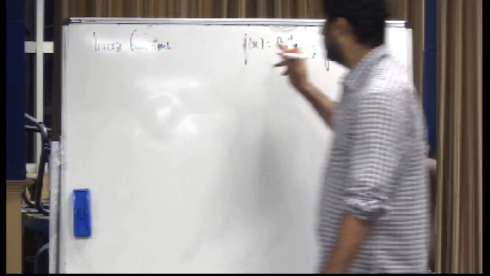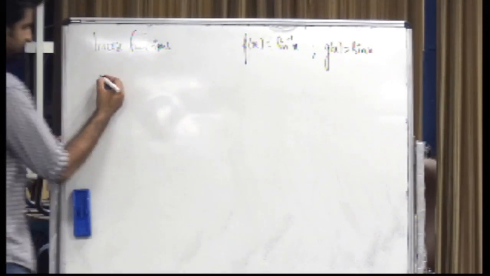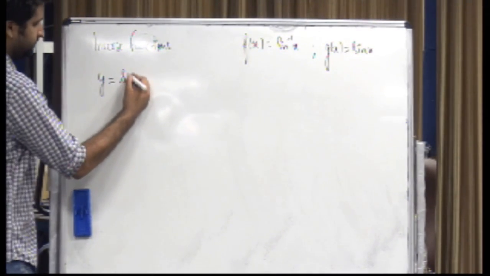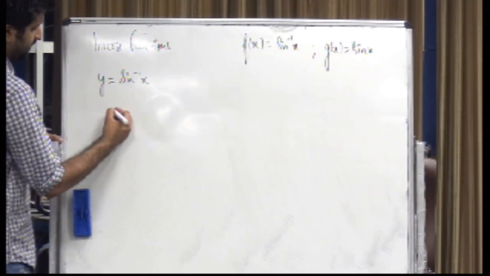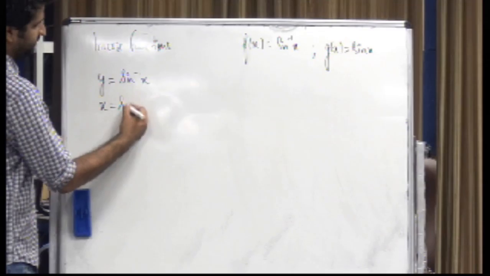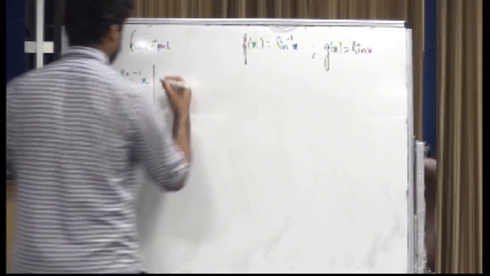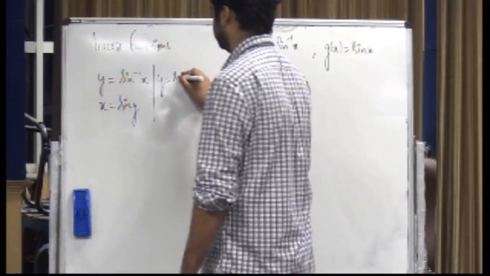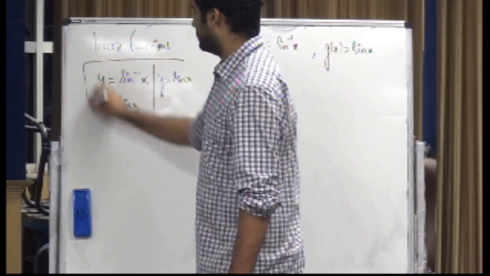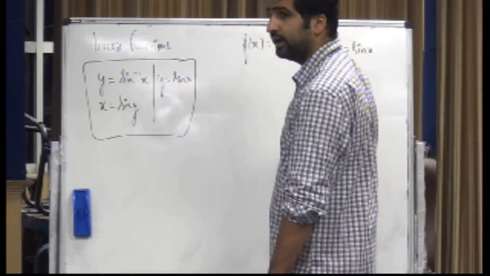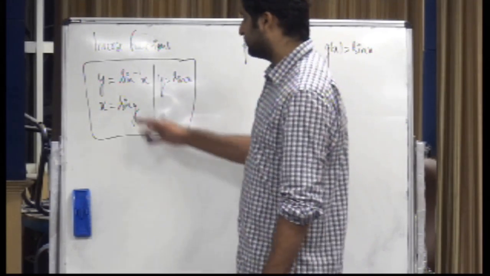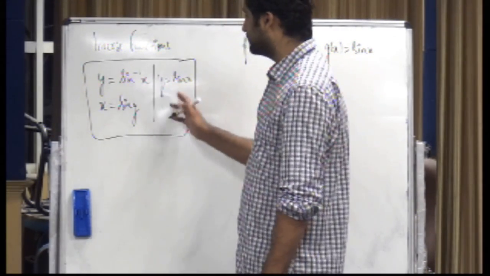Let's see how. f(x) is equal to sine inverse x. This will be sine inverse, which is technically sin x is equal to sin y, and the other function is y is equal to sin x. So they are obtained after interchanging the values of x and y, right? This one is y is equal to sine inverse x, this one is y is equal to sin x.